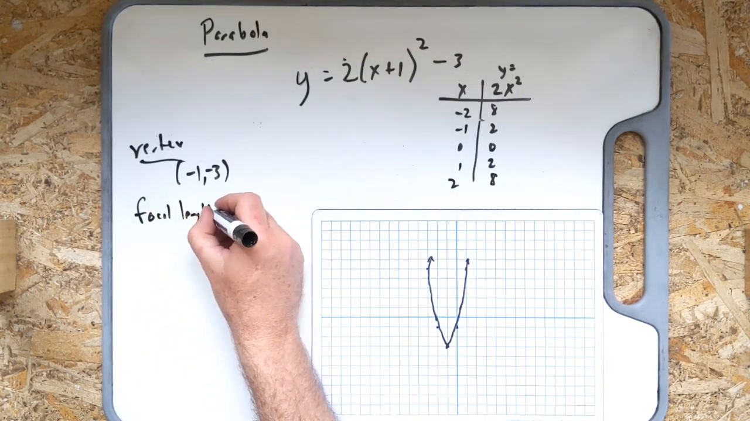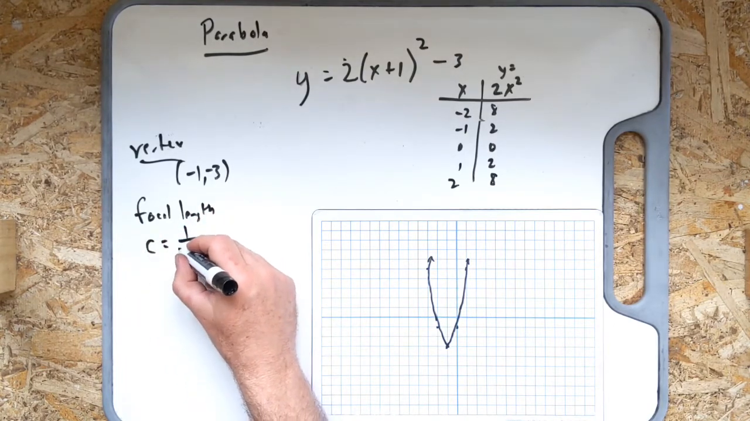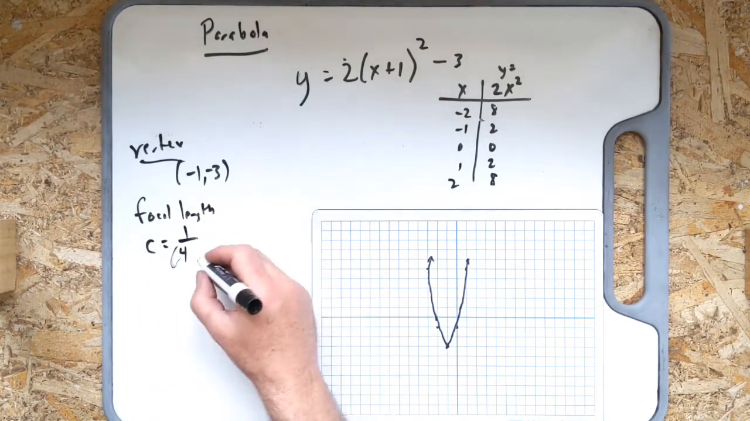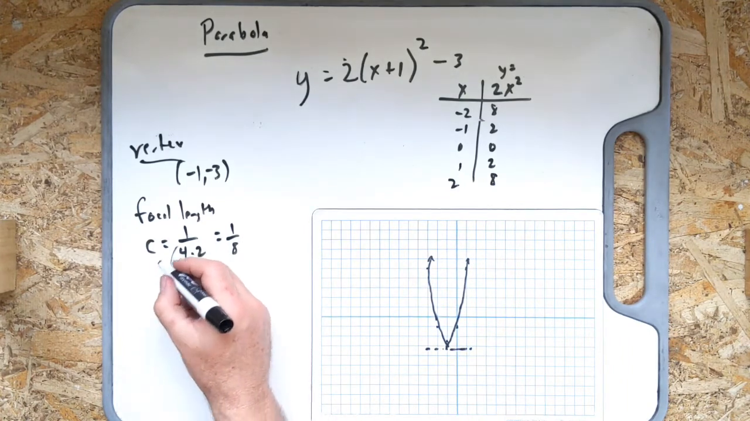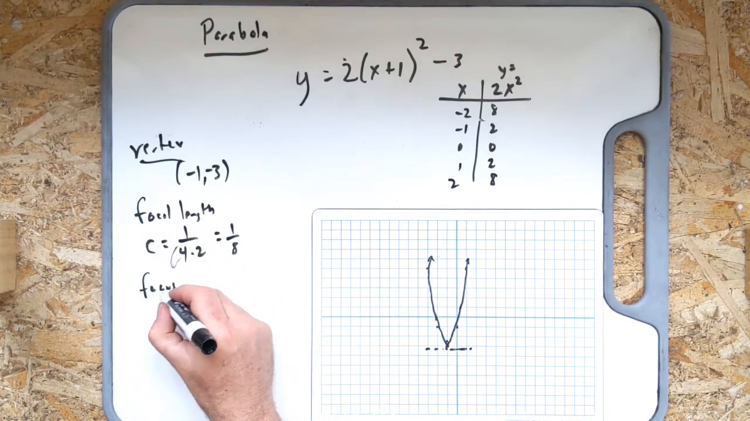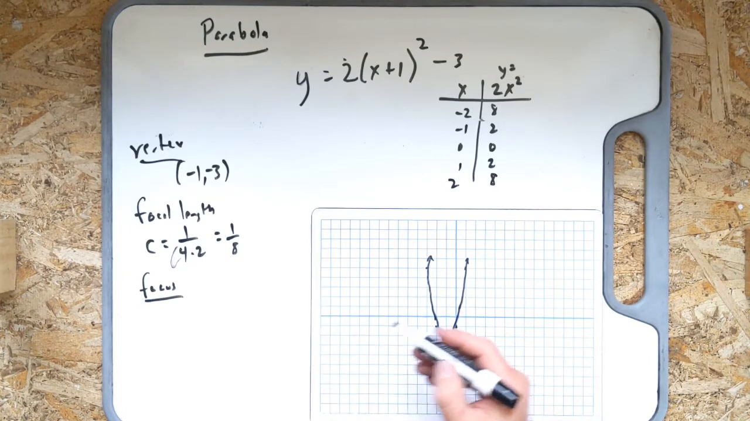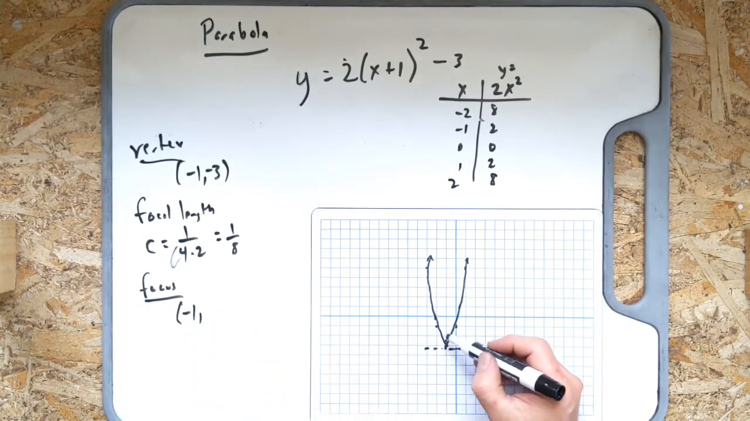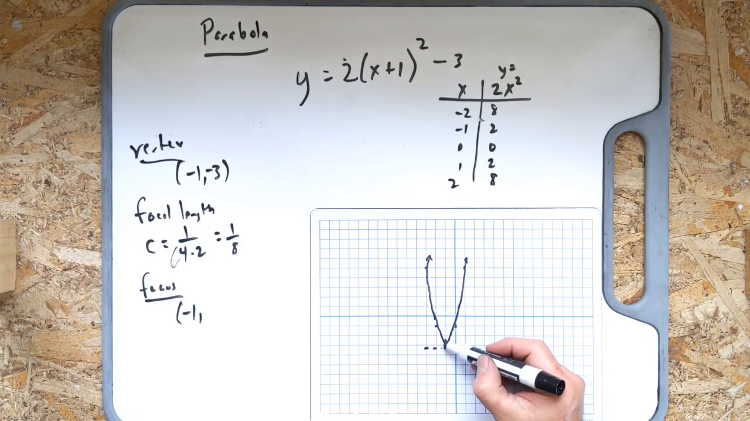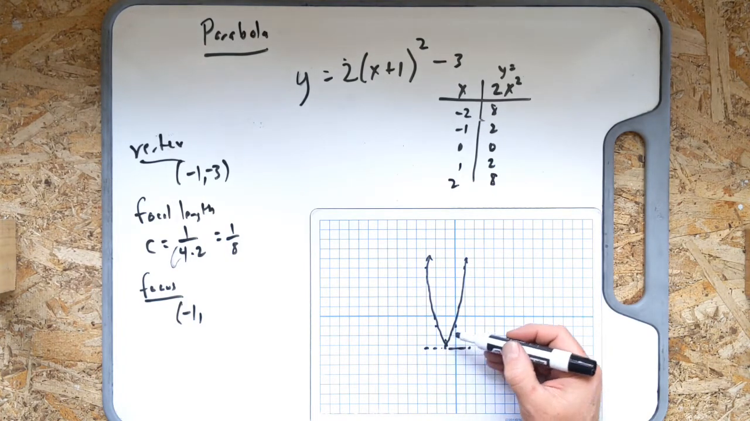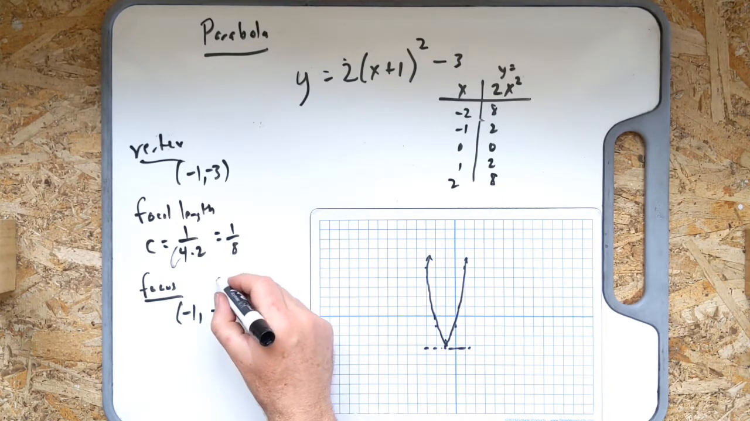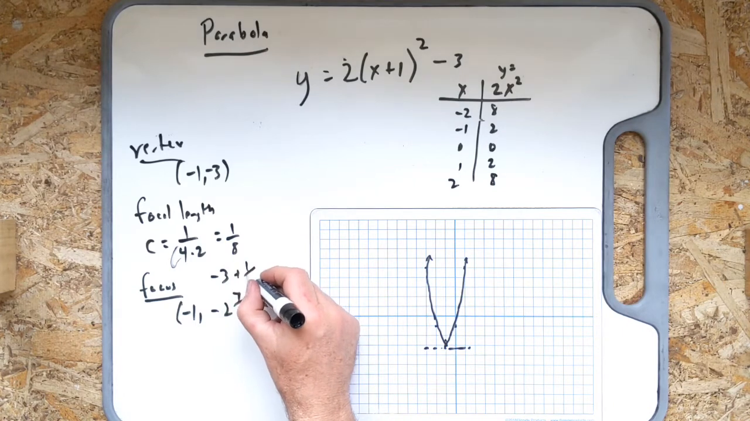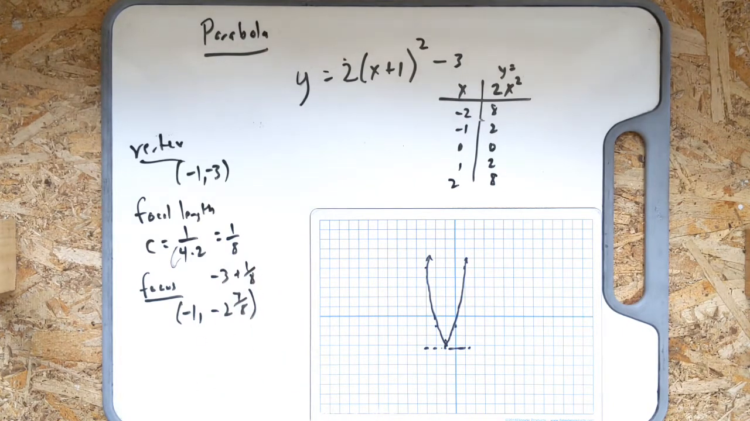Focal length is 1 over 4a. Remember, it's 1 over 4a. A is 2, so it's 1/8. It's smaller than it was before, so that means it's even closer. Really hard to even draw it accurately. So the focus is again -1. That doesn't change. It's on this line, and it goes 1, 2, 3, but then it's an eighth above it. So it's -2 and 7/8, or in other words, -3 plus an eighth, which gives you -2 and 7/8.